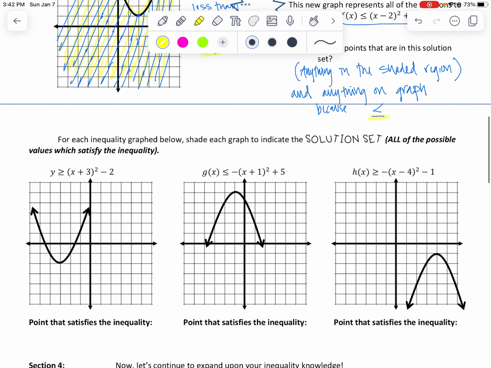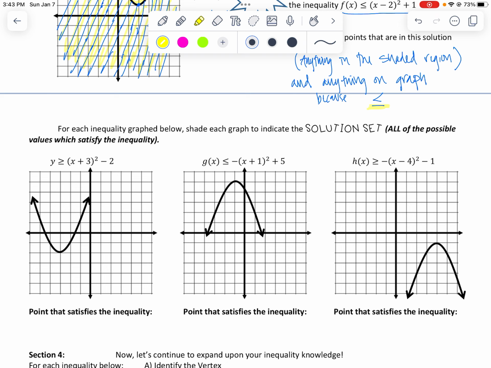Okay, next we've got a couple of examples. All you're asked to do is shade each solution set, so show where that would be. So here's the graph of y greater than or equal to (x + 3)² - 2. All the solutions for this are above the graph, so I'm going to shade inside or above the function. Anything that's below the function is not included in the solution set.